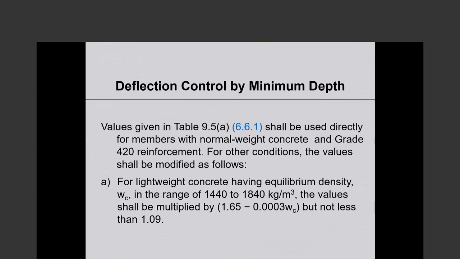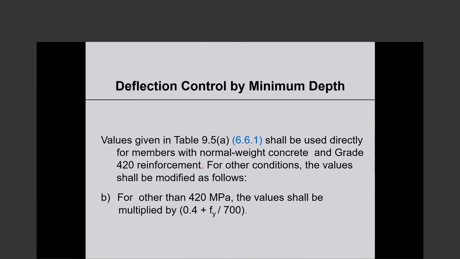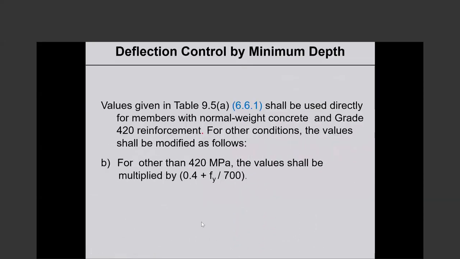Values given in Table 9.5A shall be used directly for members with normal weight concrete and grade 420 reinforcement. For other conditions, the values shall be modified as follows. If it is lightweight concrete, there is a modification to the values given in the table. I wouldn't go into the modification. If the yield strength of the reinforcement is different from 420 MPa, then there is a modification of the values. And again, the detail you will look up.